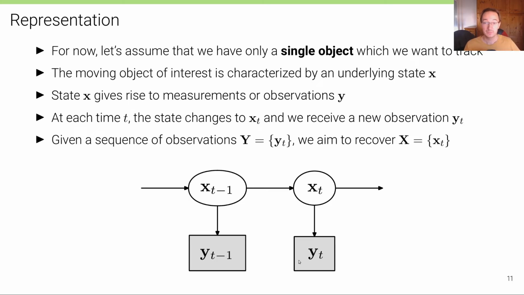And the measurement that we observe, this is why this node here is highlighted in gray, this is an observation, depends on the state at the corresponding time instance. So we have a measurement at time t that depends on the state at time t, and we had a measurement at time t minus 1 that depends on the state at time t minus 1. And then the state at time t depends on the state at time t minus 1. And of course, that continues backwards and forwards in time. But for simplicity, I've just drawn these two time instances here. Okay?